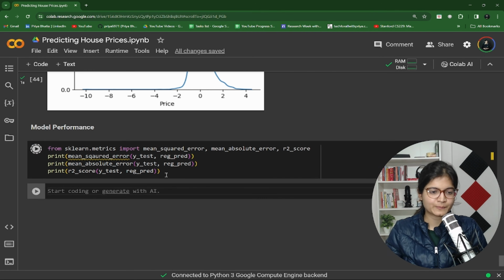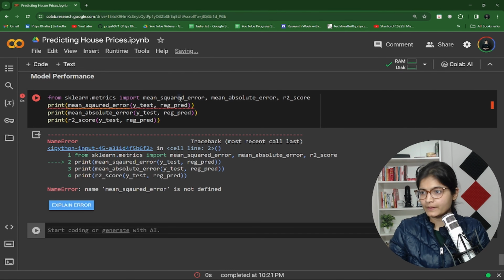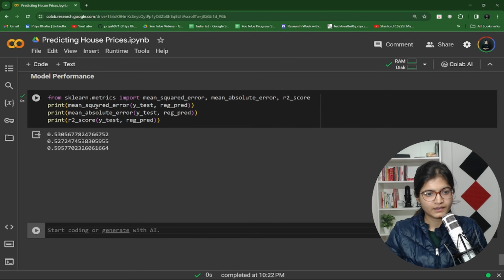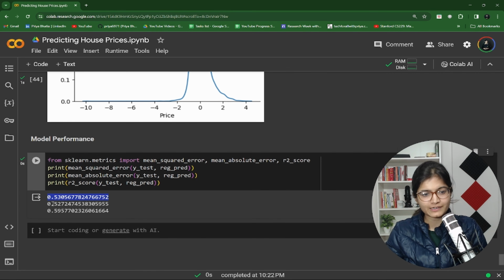Now, once you run this particular code, there is some issue that we are getting here. Mean squared error. Is there any spelling wrong? Yes, mean squared error. I think now it should be fine. Yeah. So if you observe, we are getting the mean squared error as 53%, mean absolute error as 52%, and the R square score is 59%, right?